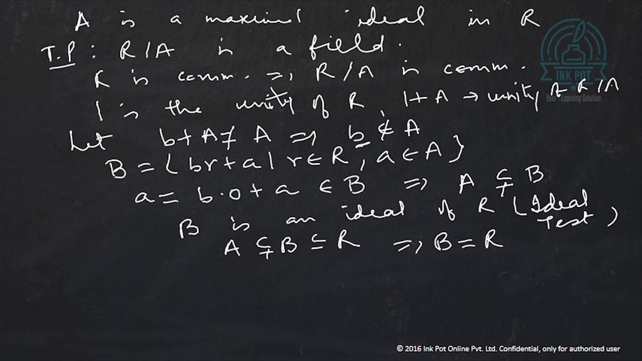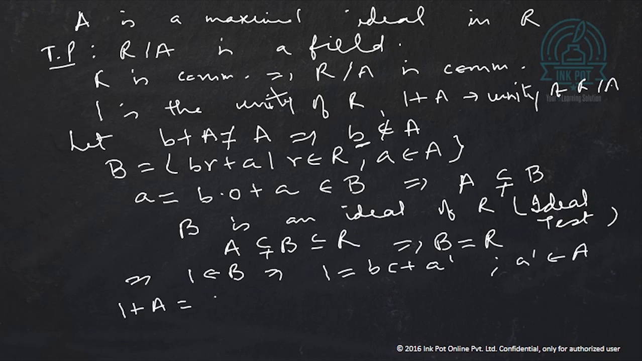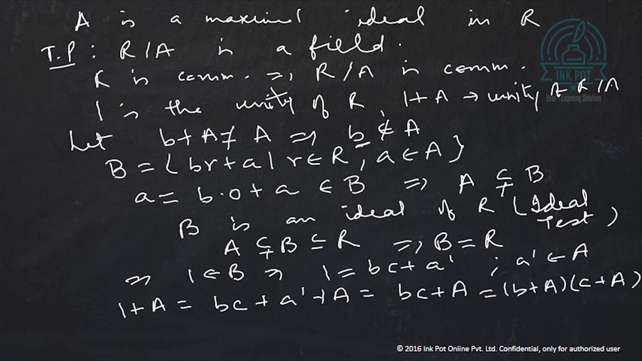So B should be equal to R, which implies that 1 should belong to B, because 1 is unity and unity belongs to R. So we let 1 equal to bc plus a', where a' belongs to A. Now consider 1 plus A. This can be written as bc plus a' plus A, which, because a' belongs to A, we can write as bc plus A, because a' would be absorbed by A. So this is equal to b plus A times c plus A. And hence c plus A is the multiplicative inverse of b plus A, which implies b plus A is a unit. And hence R quotient A is a field.